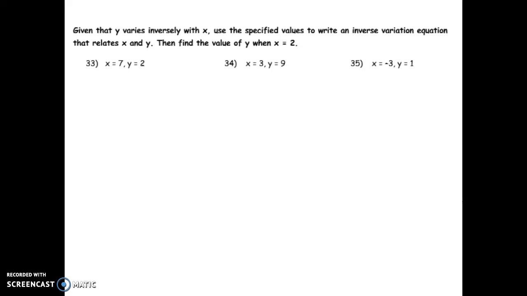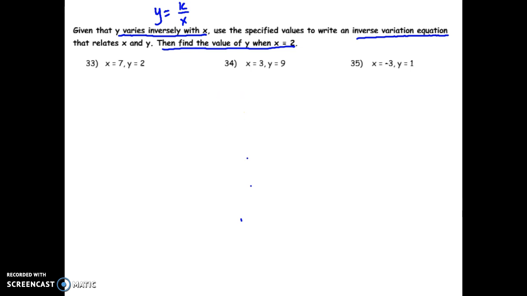Okay, guys, continuing on, number 33, it says given that y varies inversely with x, so y is equal to k divided by x, use the specified values to write an inverse variation equation that relates x and y. Then find the value of y when x is equal to 2. Okay, so this is a multi-part question.